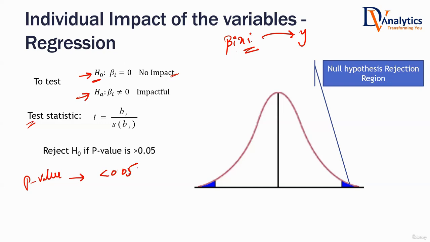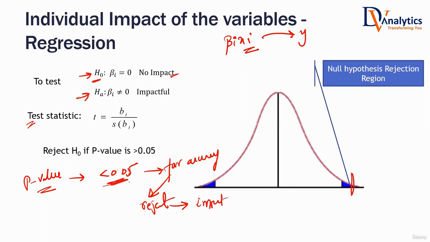Now come to the testing of hypothesis. From the testing of hypothesis point of view, p-value less than 0.05 means the test statistic is far away. If the test statistic is far away, are you going to accept the null hypothesis or reject the null hypothesis? Reject the null hypothesis. Tell me what you mean by rejecting the null hypothesis. Finally, you're stating that the variable is impactful or not impactful. If you reject the null hypothesis, what are you trying to say? It is impactful. P-value less than 0.05, the variable is impactful.